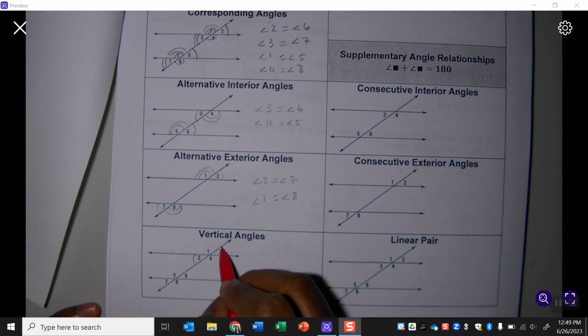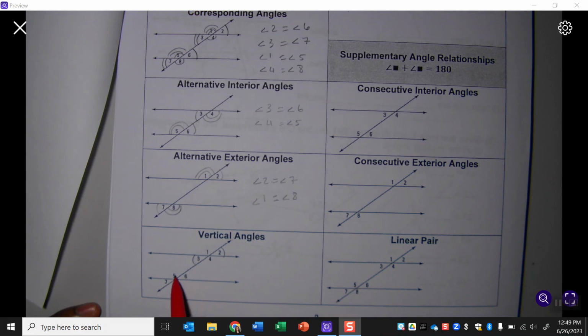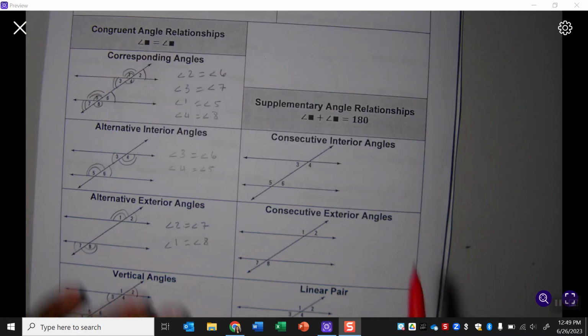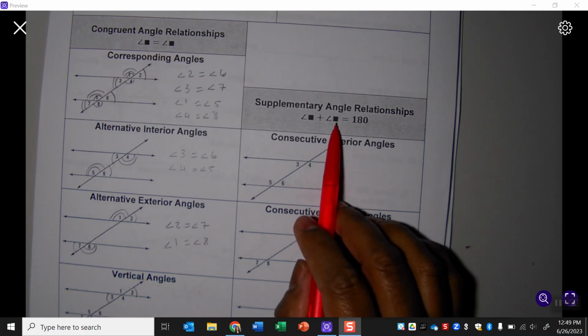So 3 and 2 are vertical angles, 7 and 6, 5 and 8, 1 and 4, those are all vertical angles. Now consecutive interior angles, these are supplementary.